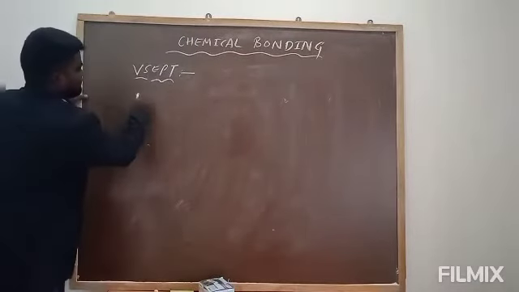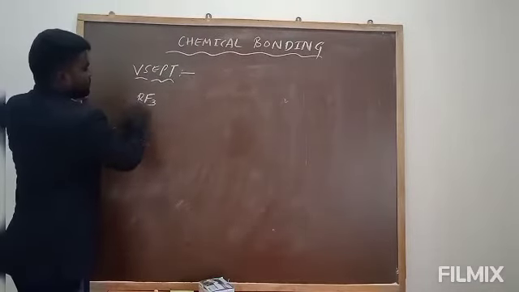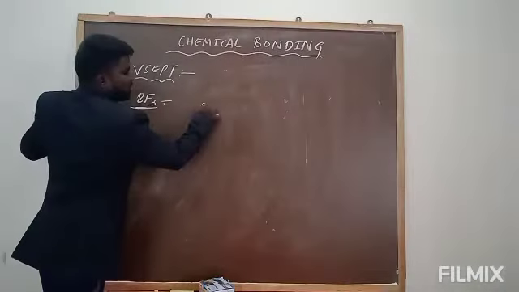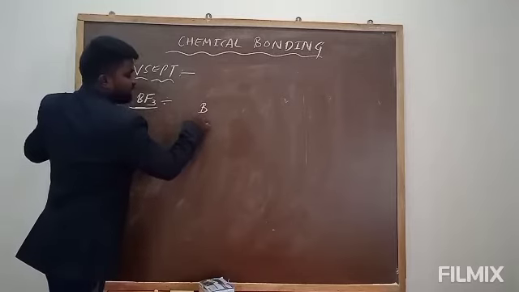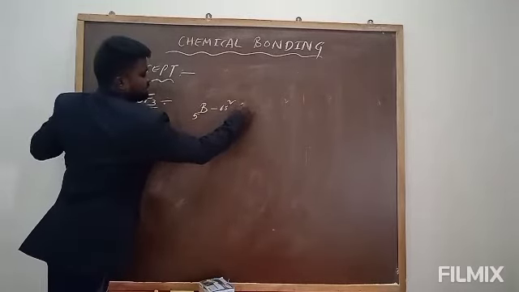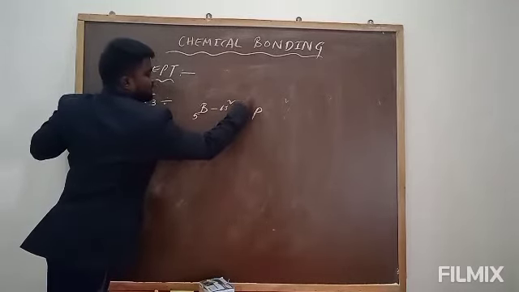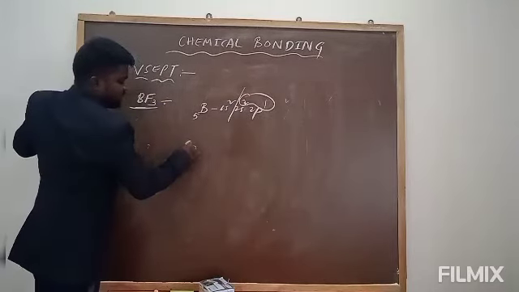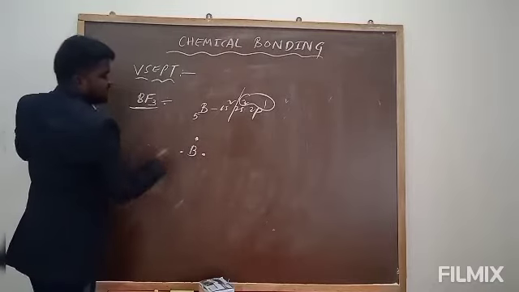Next, BF3, boron trifluoride. What is the central atom here? Boron. Boron atomic number is 5. Electronic configuration 1s2, 2s2, 2p1. So 3 valence electrons are there. Boron contains 3 valence electrons.